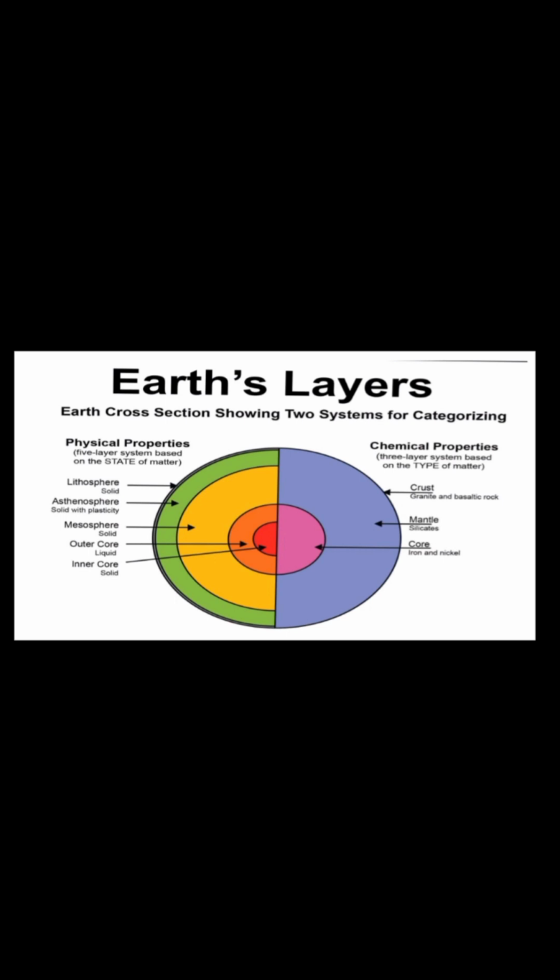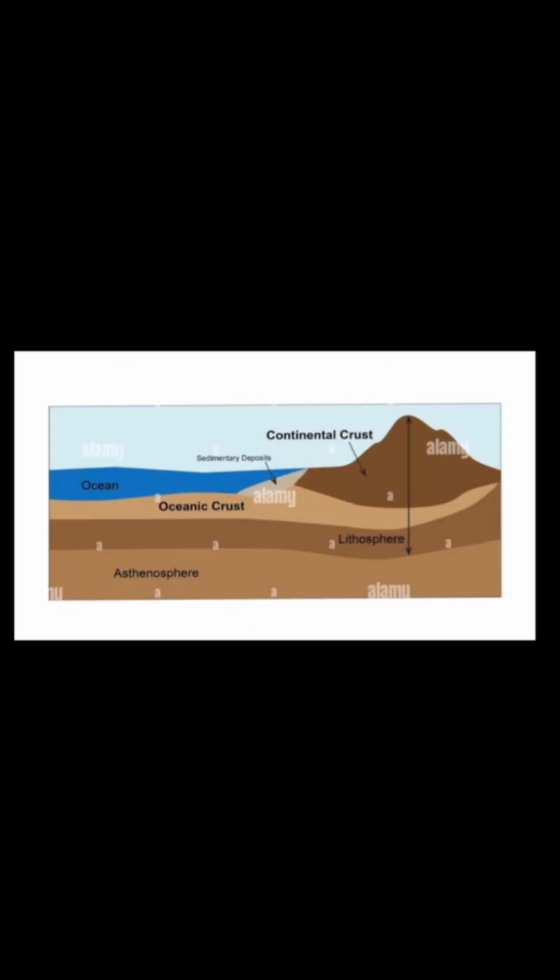innermost layer. And according to the physical properties, there is the lithosphere, which is the outermost layer, and then there are the asthenosphere, mesosphere, outer core, and inner core. We are concerned with the lithosphere and asthenosphere. So let's see the structure of the lithosphere.